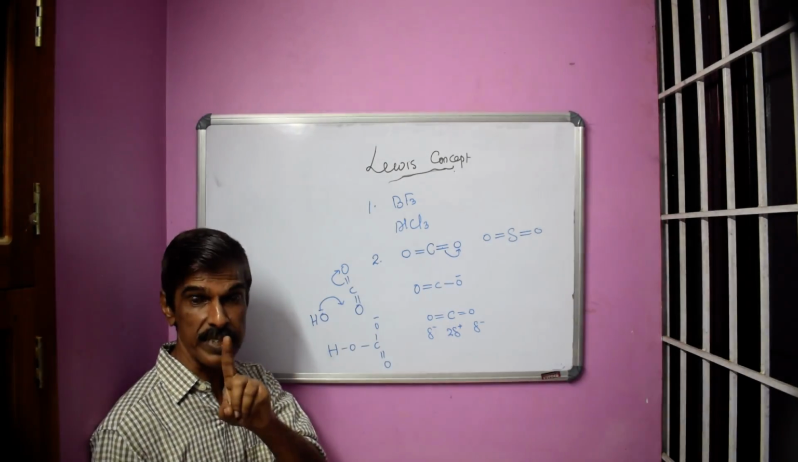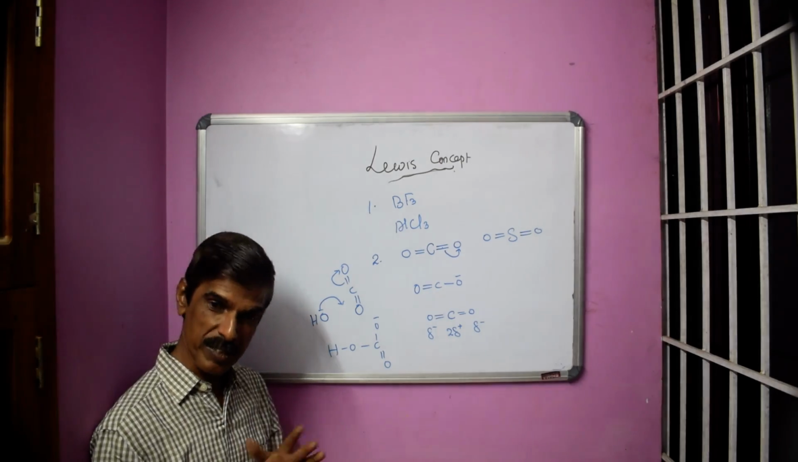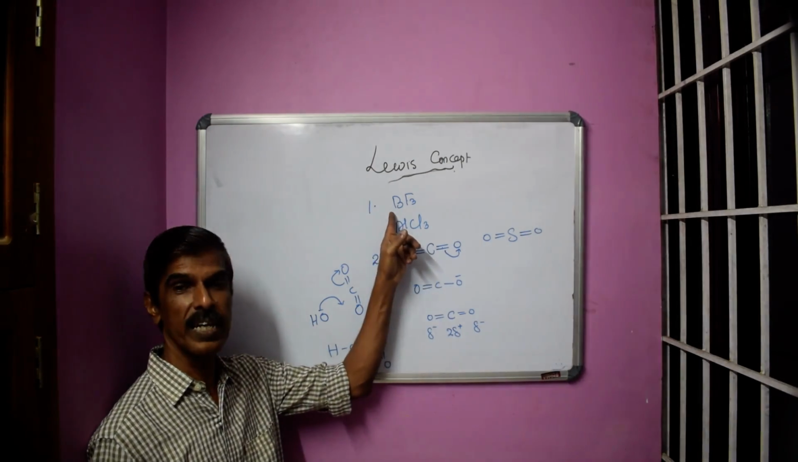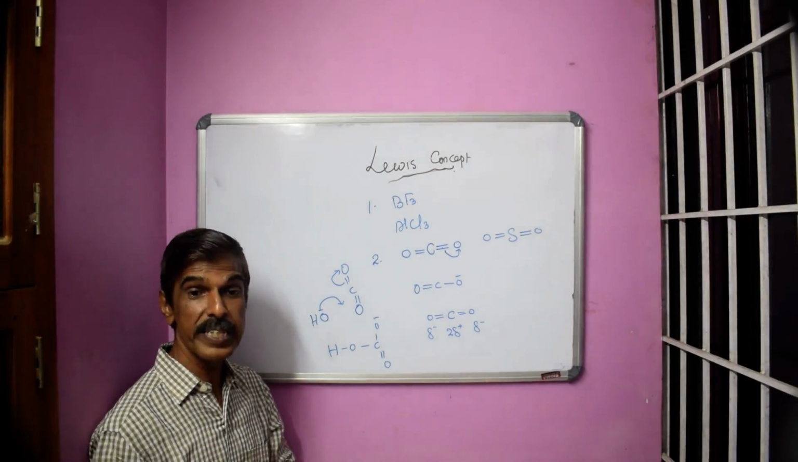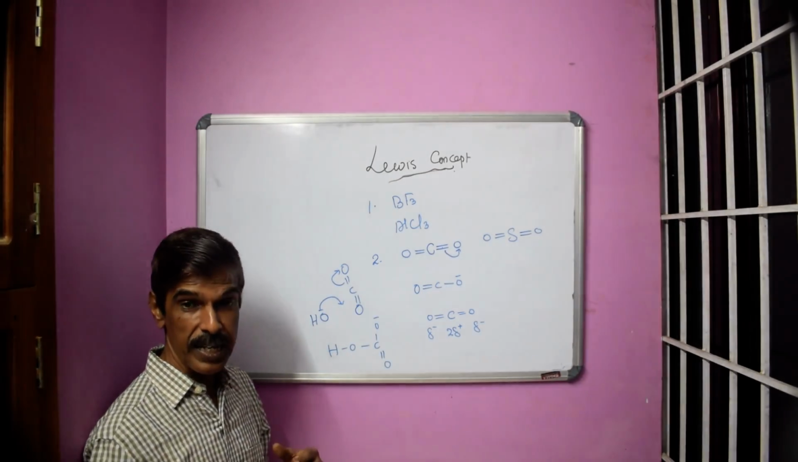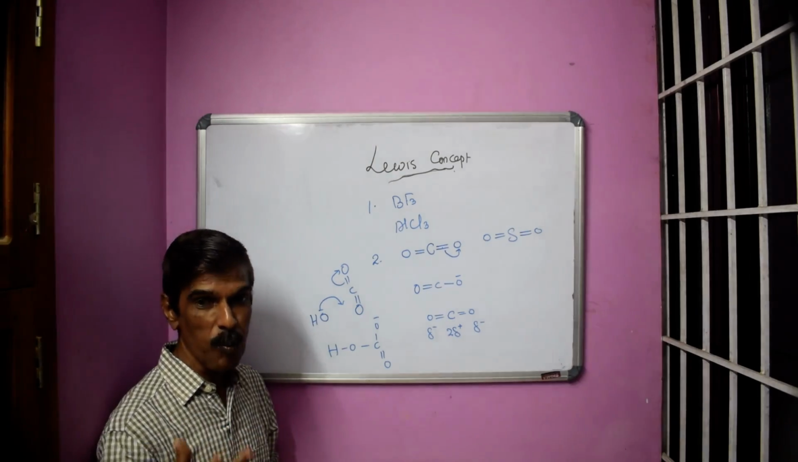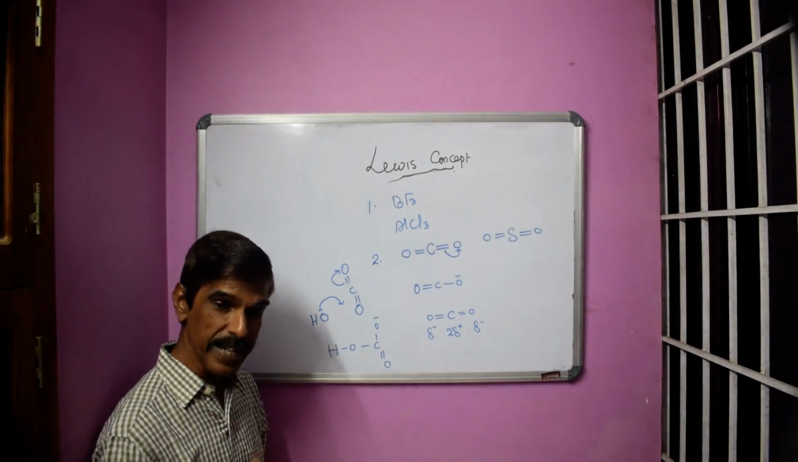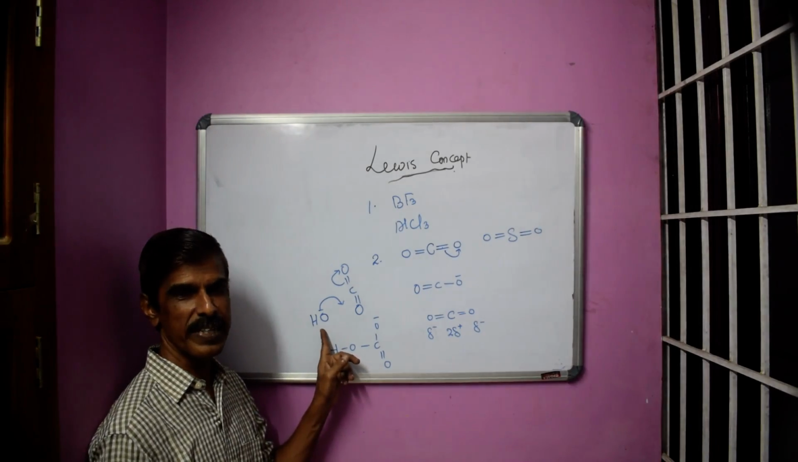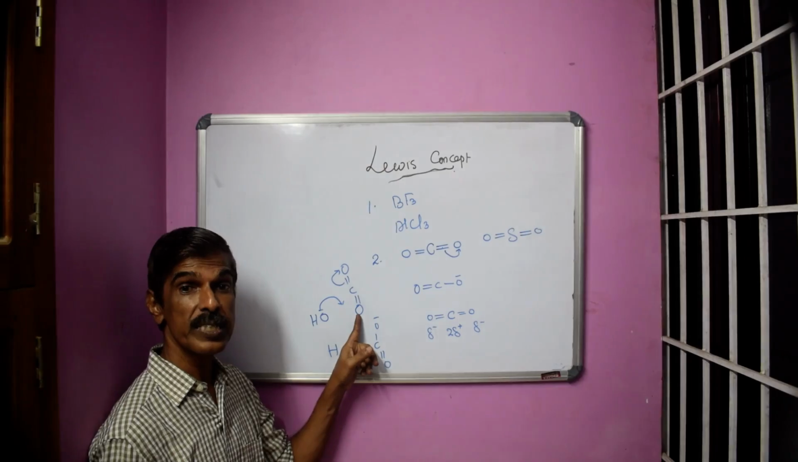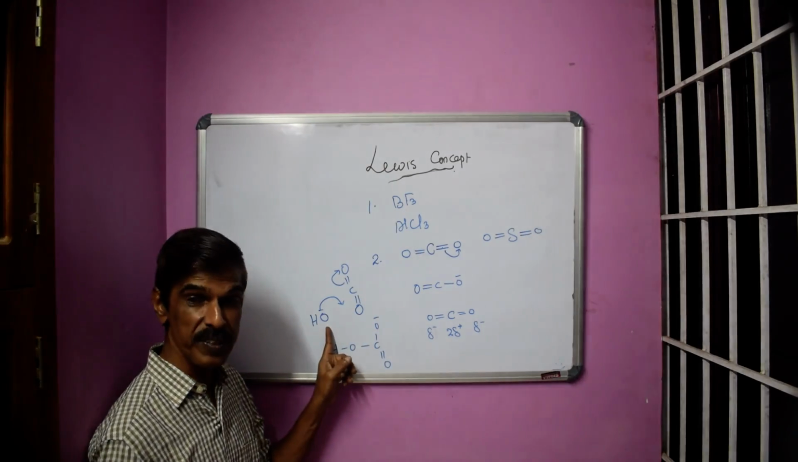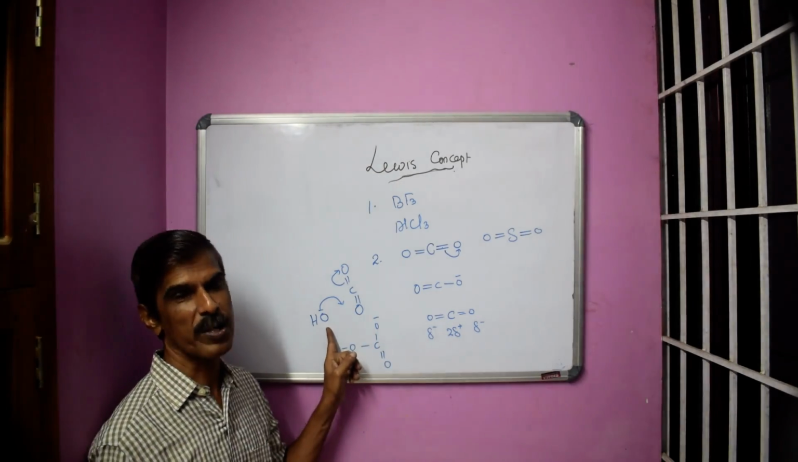Carbon dioxide is a neutral molecule, and even though carbon does not have an octet, with 6 electrons or 8 electrons, if it is bonded to highly electronegative atoms through multiple bonds, then it can accept a pair of electrons and so it can act as a Lewis acid. Hydroxide of course is the electron pair donor, or the Lewis base.